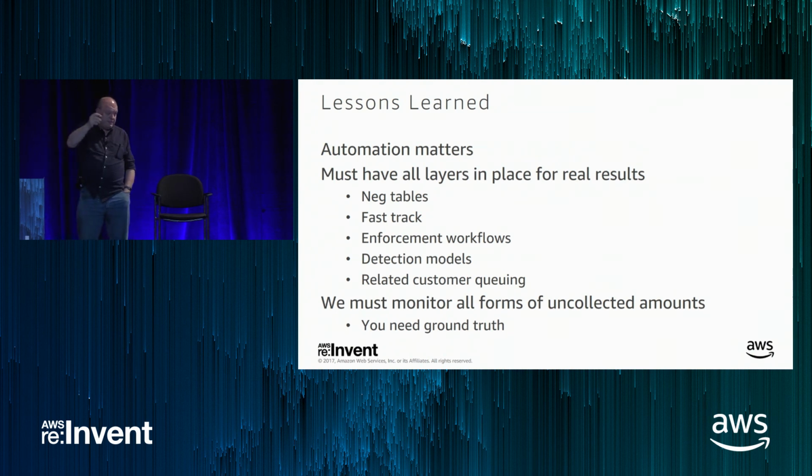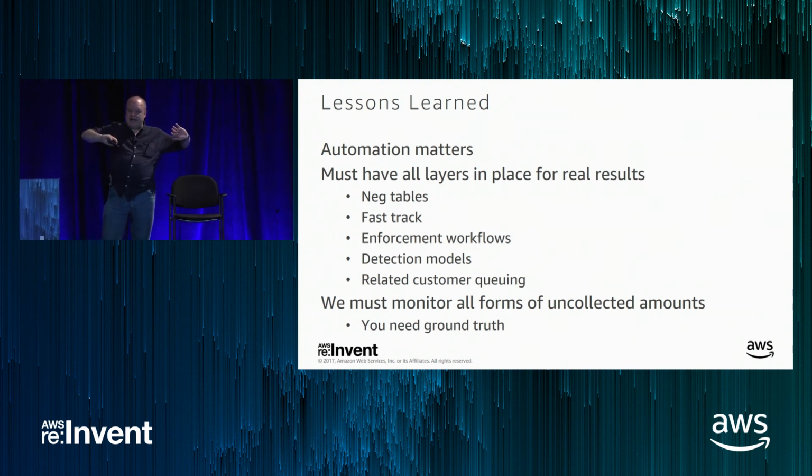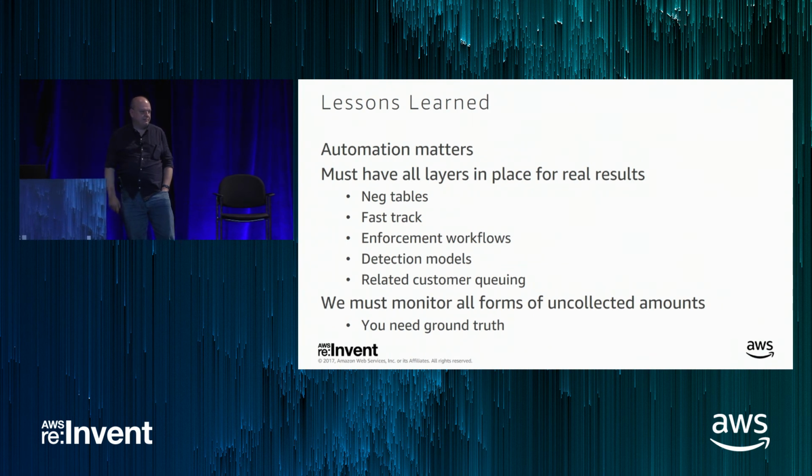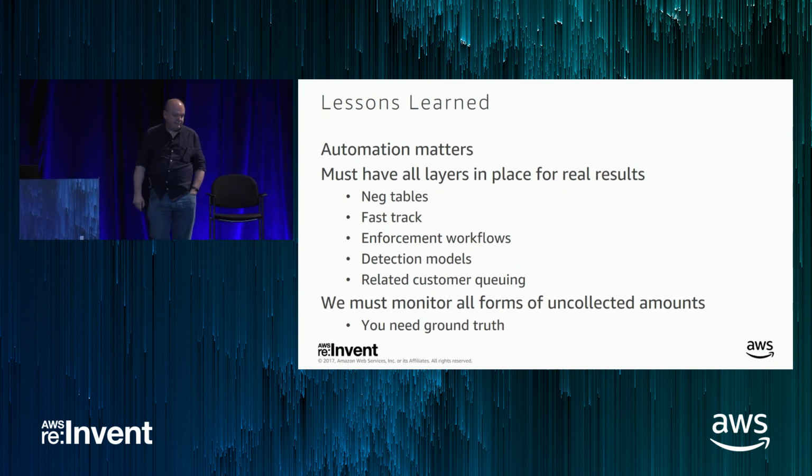Until we had our negative tables to have all of these signatures of bad, to block new accounts for prevention, until we had fast track to get our enforcement shrunk way down, till our enforcement workflows were automated to take these accounts off, till our detection was dialed in, we didn't stop the problem.